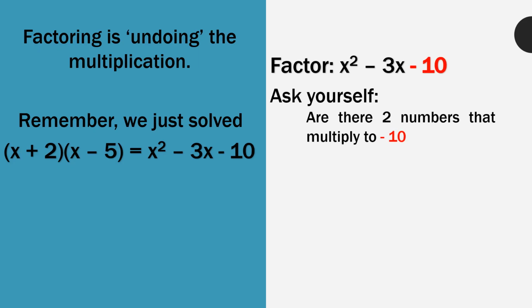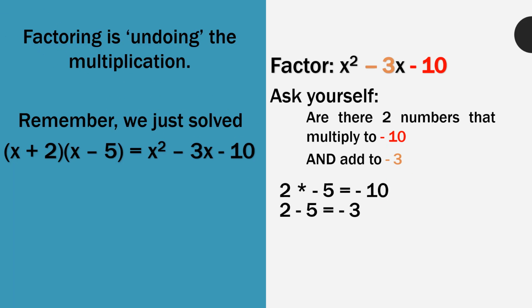Y'all, are there two numbers that can multiply to be a negative 10? What is that very last number? Negative 10. So that's what we're looking for. What are two numbers that multiply to be a negative 10? And those same two numbers, do they add to a negative 3? Notice that negative 3 is the term in the middle. So we're seeing what multiplies to be the last number and what adds to be the middle number. And I realize that the only two numbers that do that are a positive 2 and a negative 5.